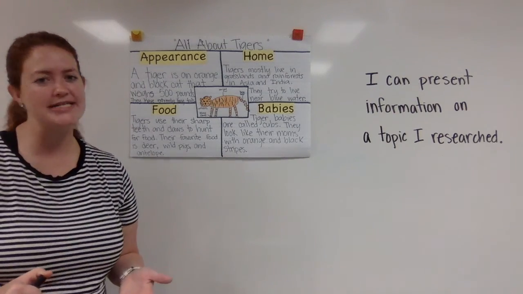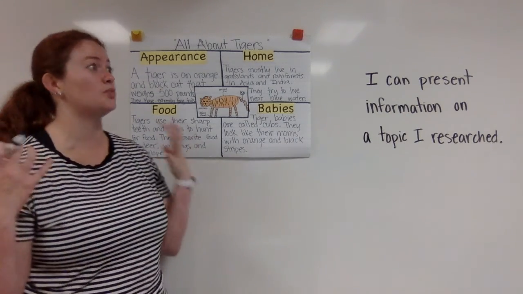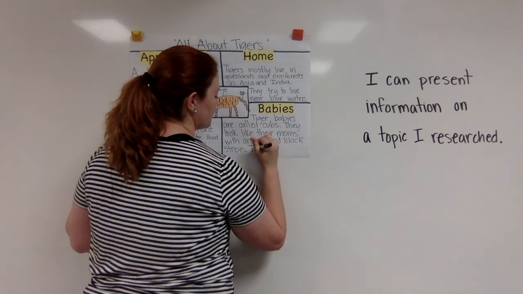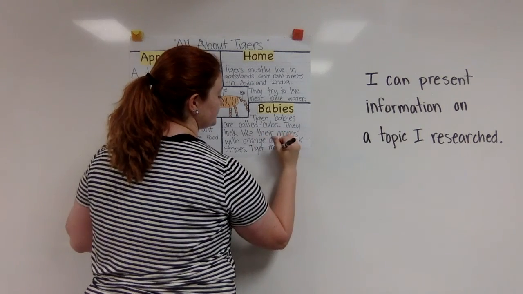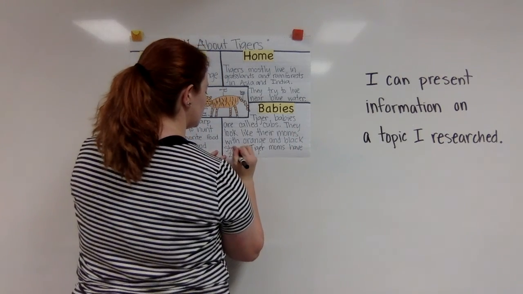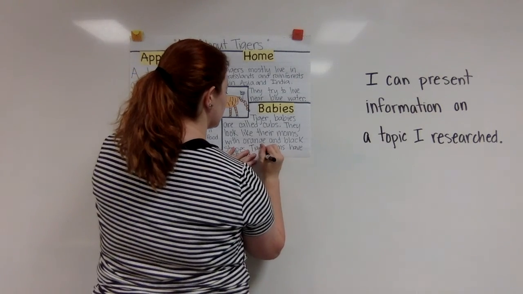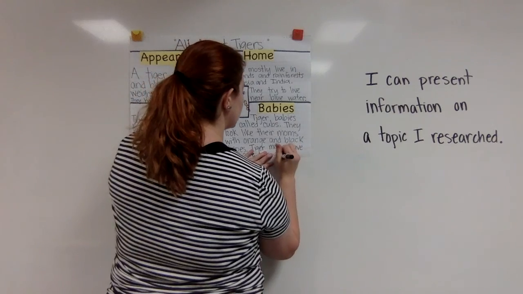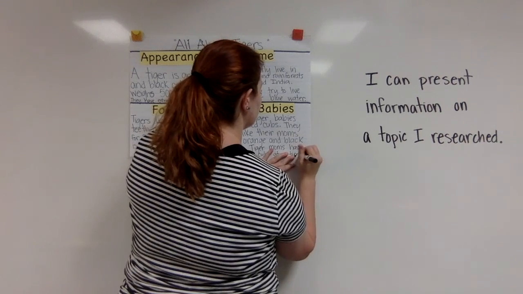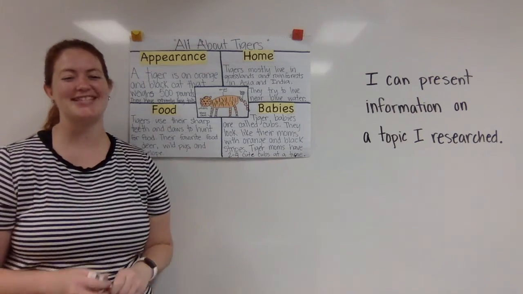Is that okay? Yeah, it's okay. If you don't have 3 sentences, that's fine, because how many do you need? 2. But I want to add a third sentence just because I really liked researching about this. So I'm going to say, tiger moms have 2 to 4 cute cubs at a time. Period. Perfect. So this section definitely has a lot of information.